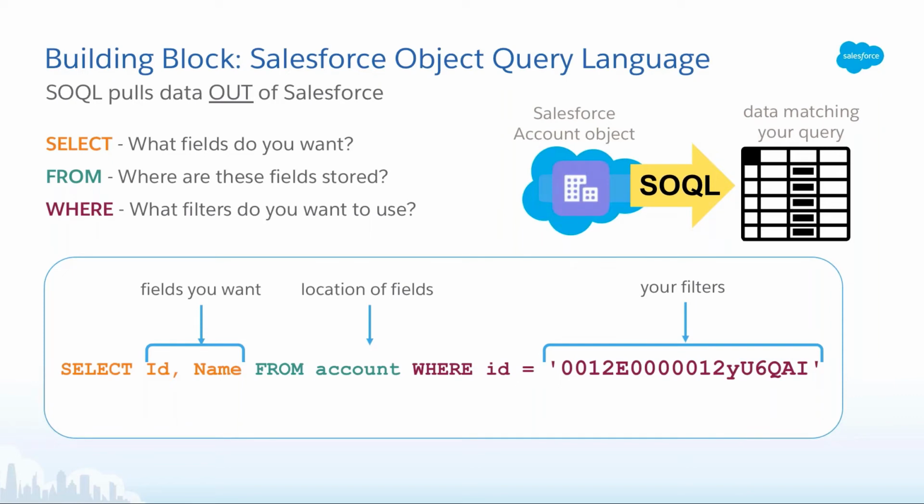So with SOQL, this is how you query your database. It's how you pull data out of it. And it's a pretty simple structure with three parts: a select statement that identifies which fields you want to grab, the from statement that says which object contains these fields, and a where statement that contains all of the filters you want to use.